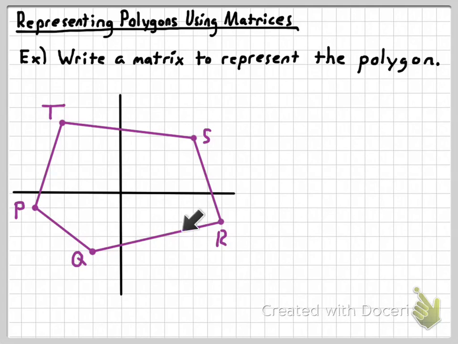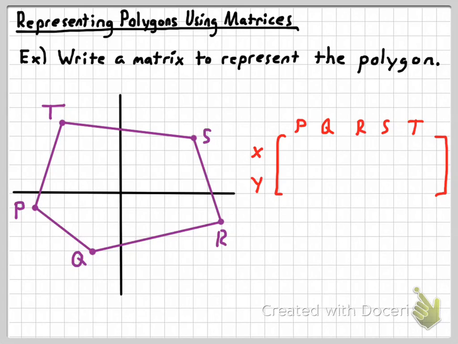So there's 5 points here on the polygon. We're going to have 5 columns. This is going to be a 2x5 matrix, which I'll go ahead and start drawing. Now, these labels don't have to be a part of it, but they will help us tremendously here. Again, the 2 rows are for the x coordinates and the y coordinates, and then the columns are for the points, or the vertices of the polygon, PQRST.